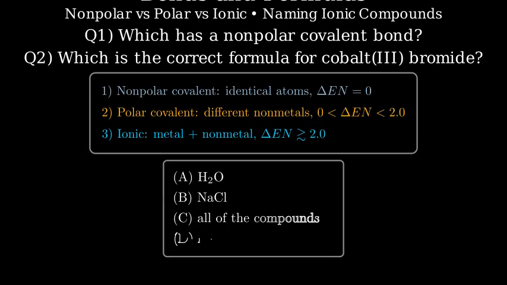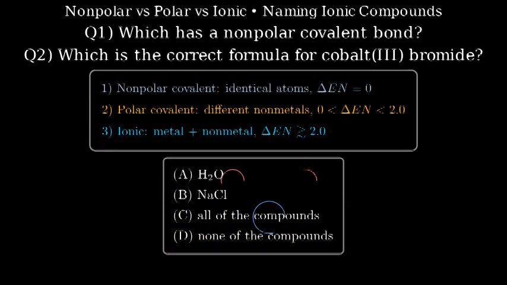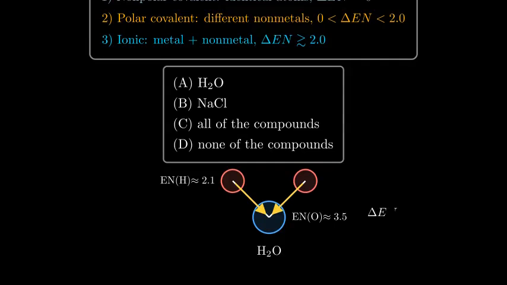Our options are H2O and NaCl, all of the compounds, or none of the compounds. Let us compare the two compounds. For water, hydrogen has electronegativity about 2.1, and oxygen has about 3.5. So delta EN equals 3.5 minus 2.1 equals 1.4.